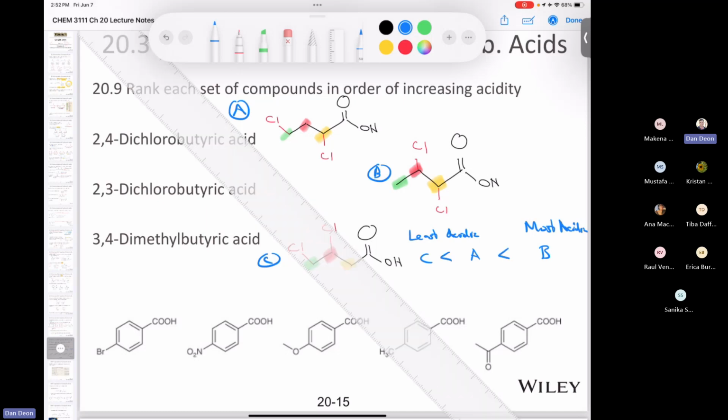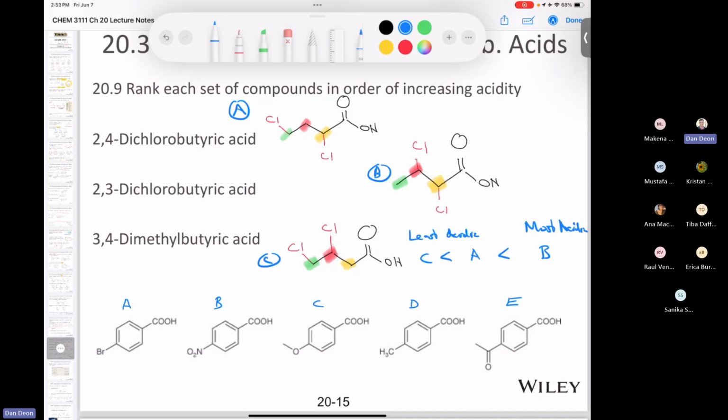All right. Does that make some sense? Give me a thumbs up if that makes some sense to everybody. Okay. The next one's a little trickier. We'll call these compounds A, B, C, D, and E. I'll walk you through this one.